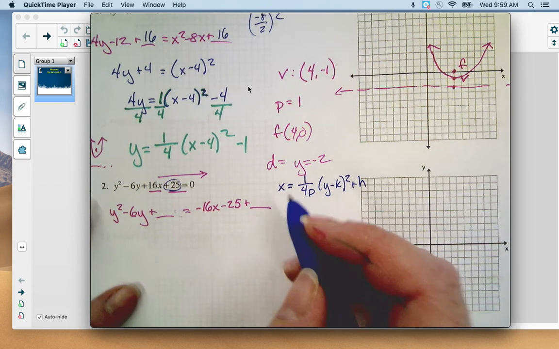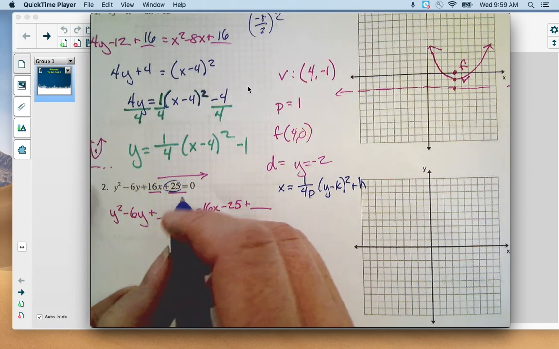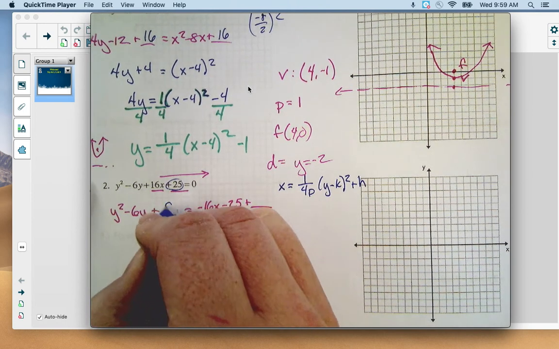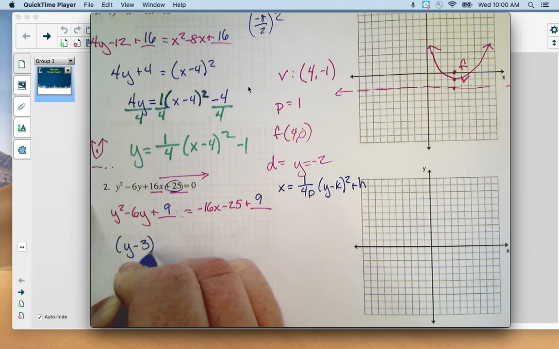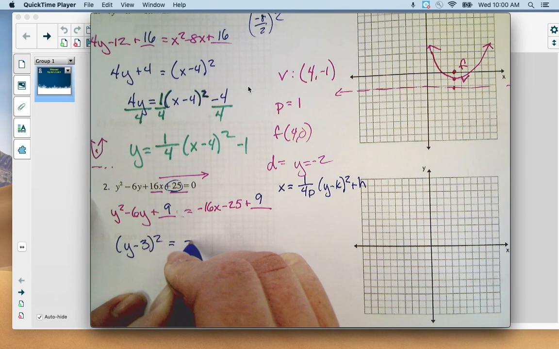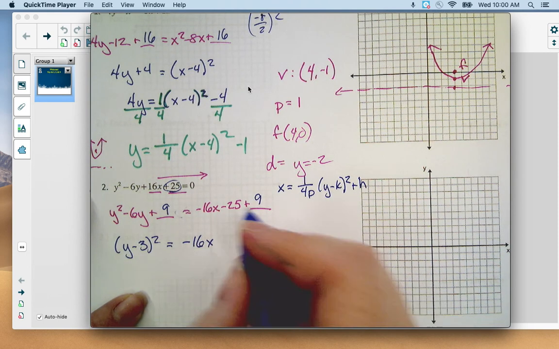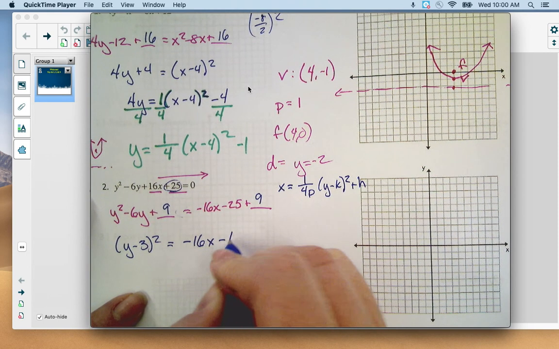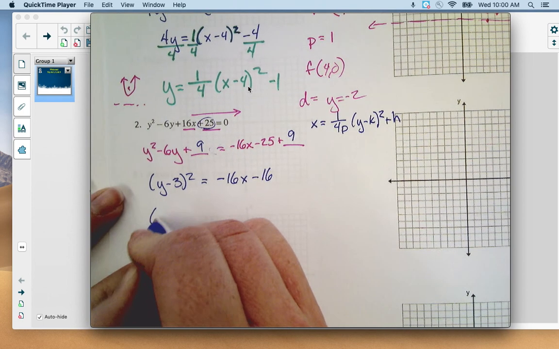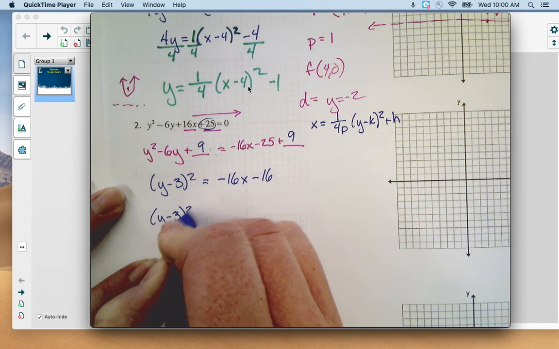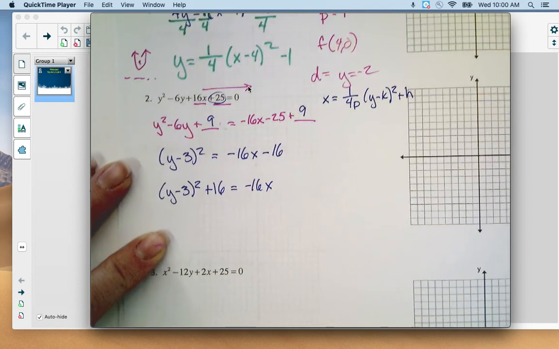What number am I adding to both sides? What number am I adding? Take the negative 6 divided by 2 squared would add what? 9. So I would have y minus 3 quantity squared equals negative 16x. What's negative 25 plus 9? Negative what? 16. I add the 16 back over. So I would have y minus 3 quantity squared plus 16 equals negative 16x.